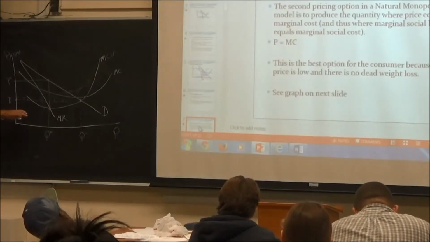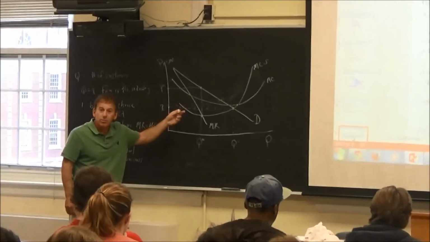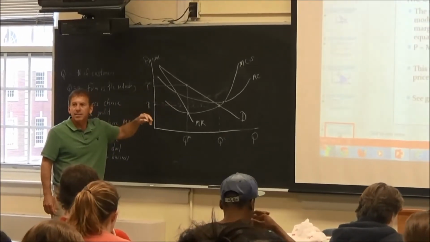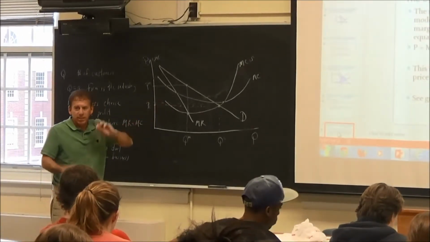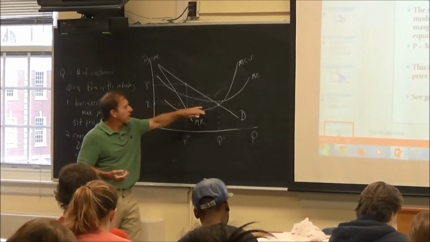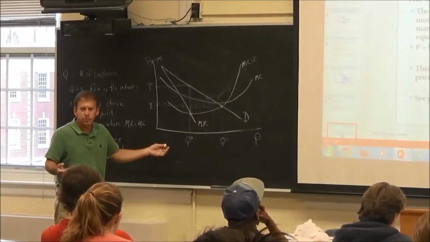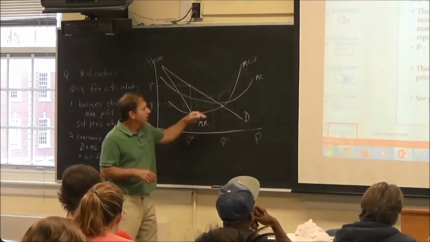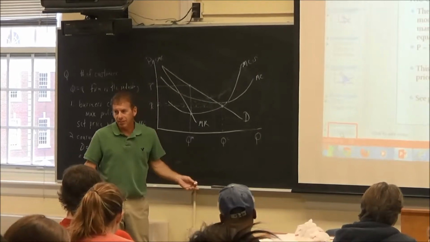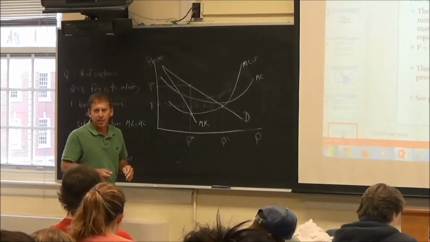So the good thing about this, no deadweight loss. The bad thing about this is that they lose money and the government has to step in and subsidize. So pricing option number 2 is what happens with the government, is demand equals marginal cost. That's consumer's choice because prices are low. The good thing is that prices are low. The bad thing is that we need government to step in and subsidize.